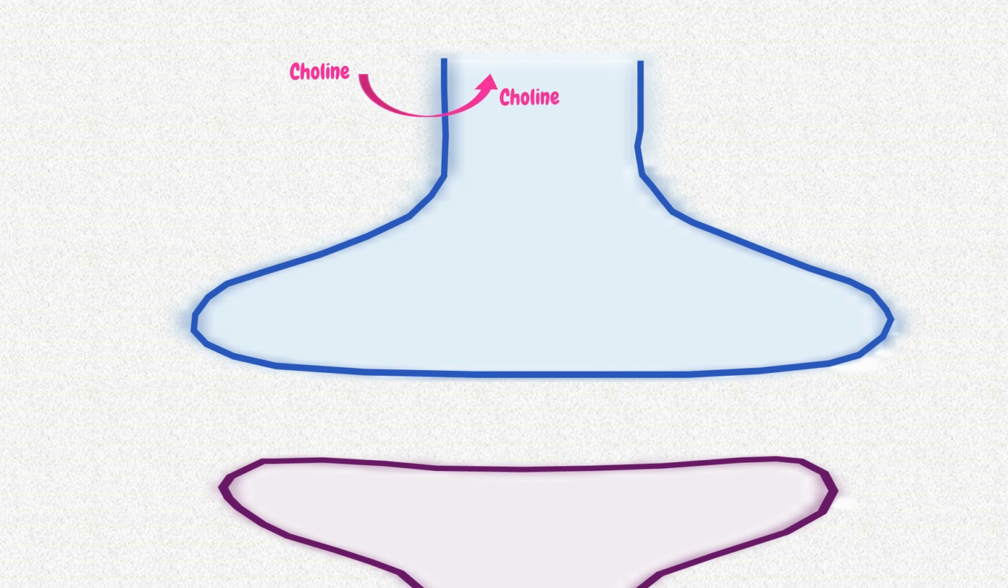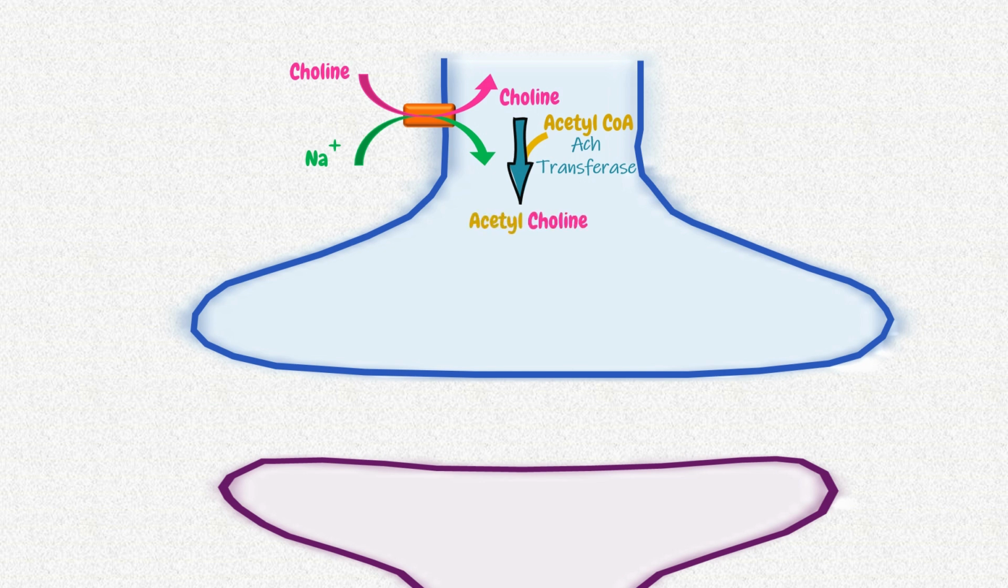Choline is transported inside the neuron by an energy- and sodium-dependent transport system. Acetyl coenzyme A is synthesized in mitochondria. The reaction of acetyl coenzyme A and choline is catalyzed by choline acetyltransferase. Acetylcholine is then transferred to presynaptic vesicles to protect it from degradation.